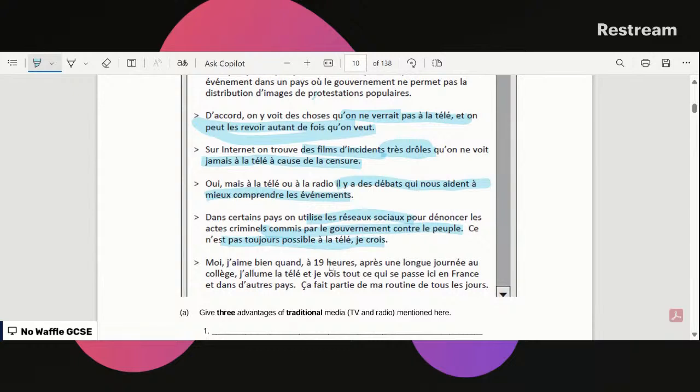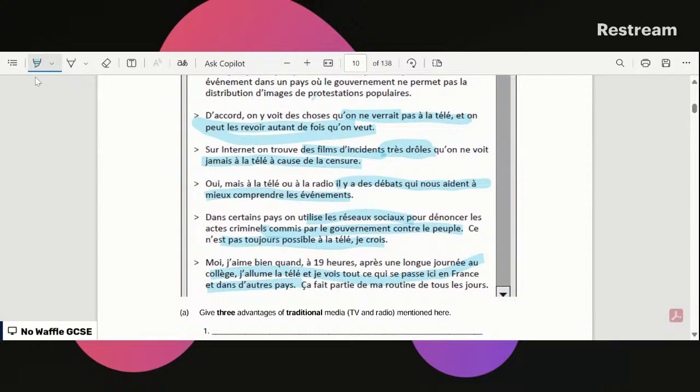Moi, j'aime bien quand à une heure, après une longue journée au collège, j'allume la télé. So what does j'allume la télé mean? I turn on the TV et je vois tout ce qui se passe ici en France et dans d'autres pays. Ça fait partie de ma routine de tous les jours. So it's part of my routine every day to turn on the TV and see what is going on in France and other countries. So there's another advantage, just to get awareness.